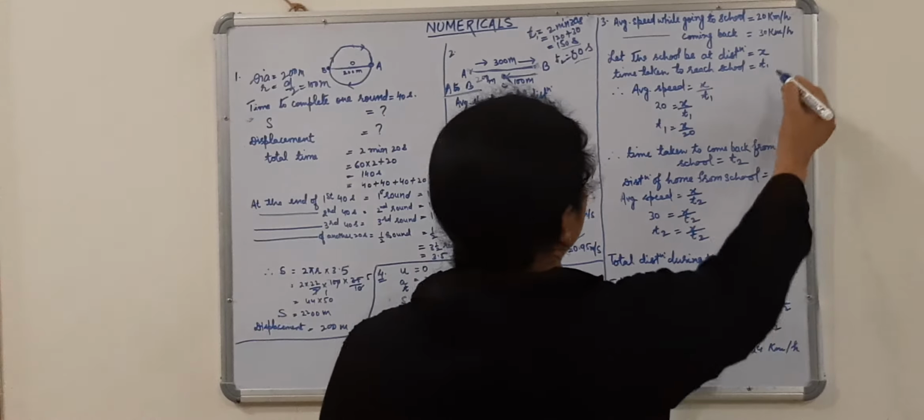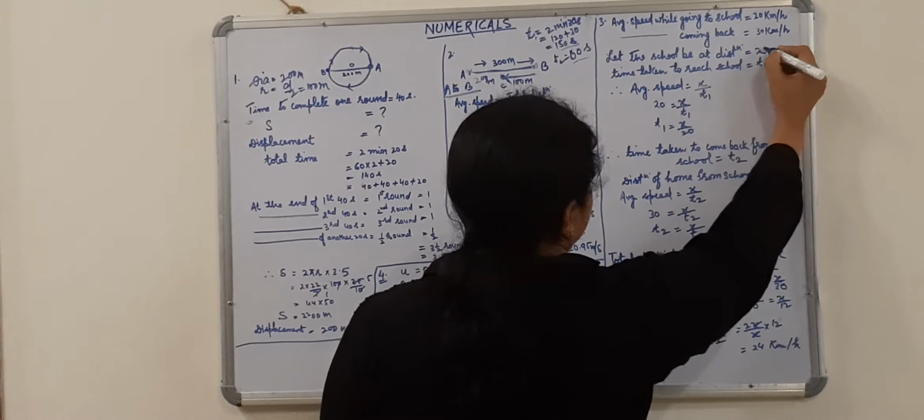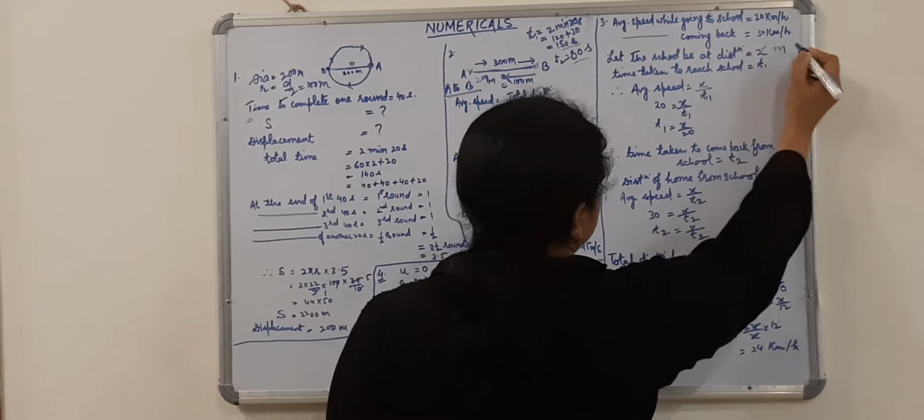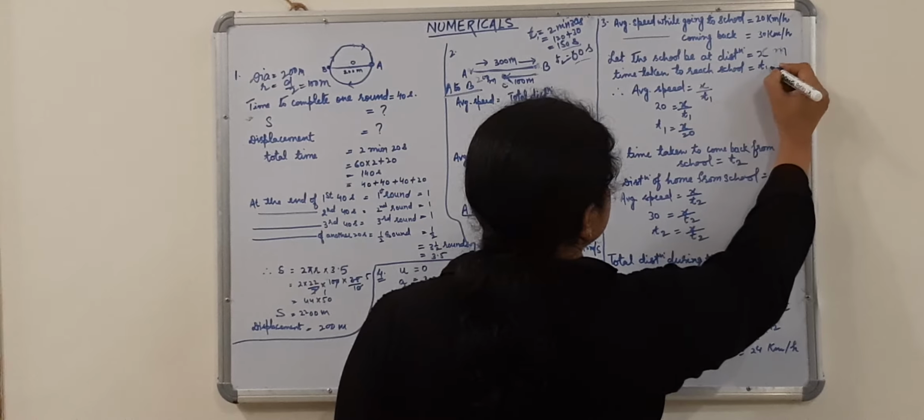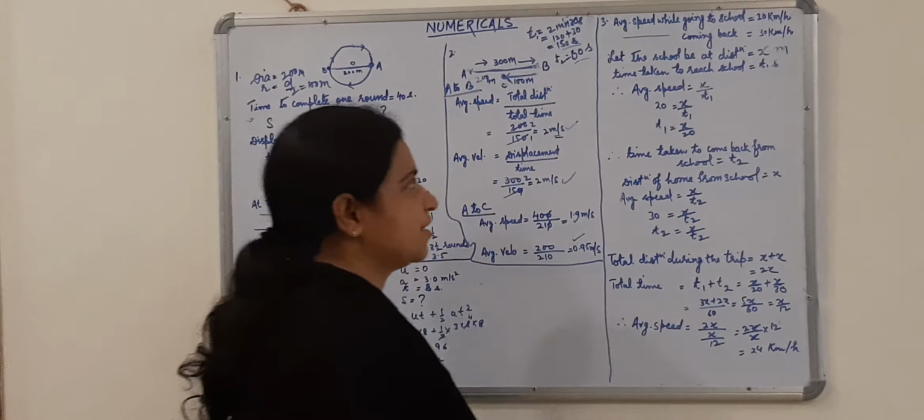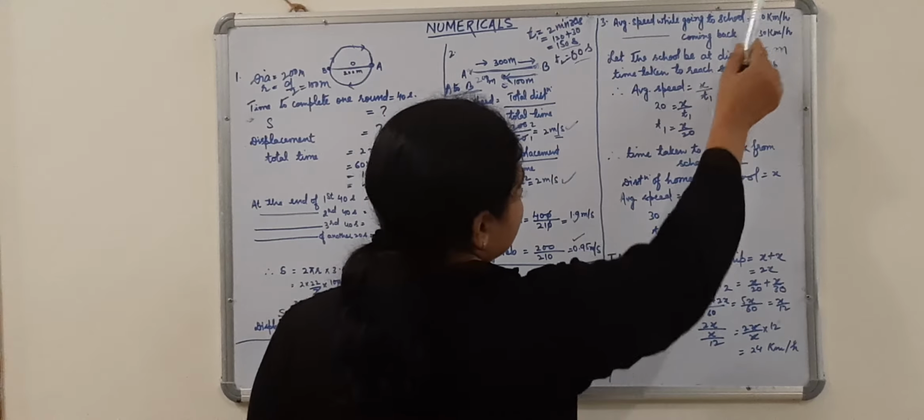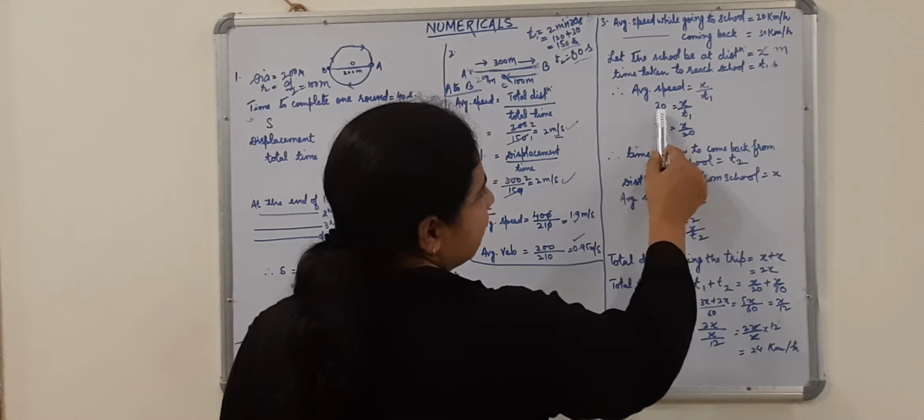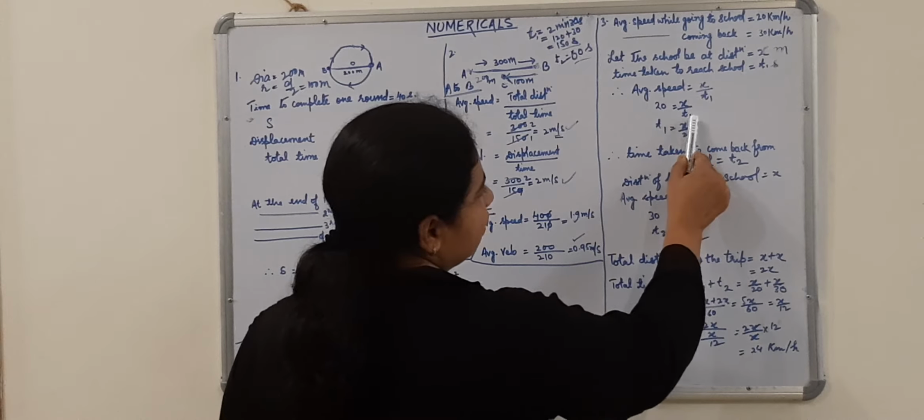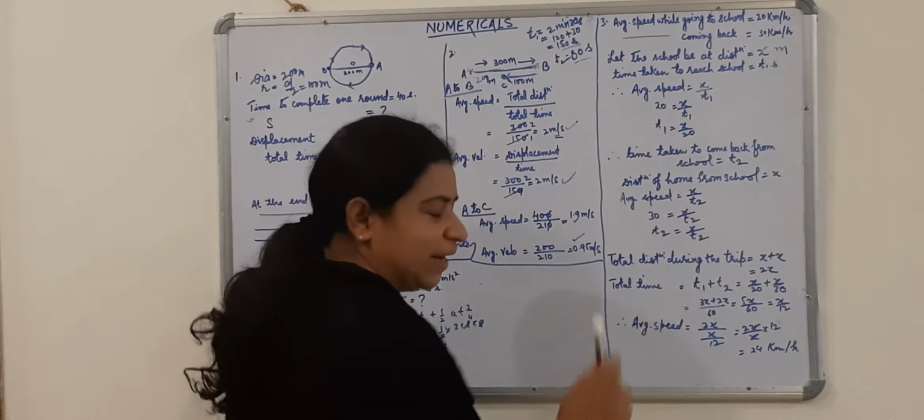Let us assume that the school is at a distance of x meter, and the time taken to reach school is t1 second. The average speed while going to school is given as 20 km per hour. Average speed is equal to x upon t1, that is 20 is equal to x upon t1. If I take t1 to this side, I get t1 is equal to x upon 20.